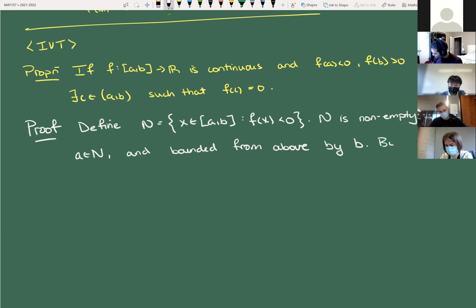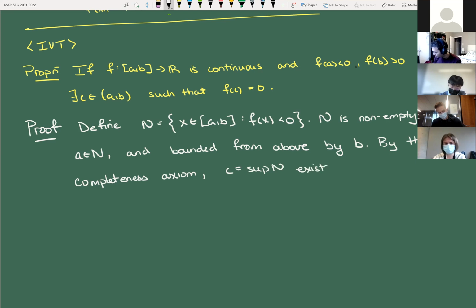So by the completeness axiom, what do I want to call it? I guess we'll call it C, kind of hinting that this is the number that we want. C equals sup N exists. Okay. Now, when we were doing the uniform continuity result, we wanted to show that the supremum was actually B.